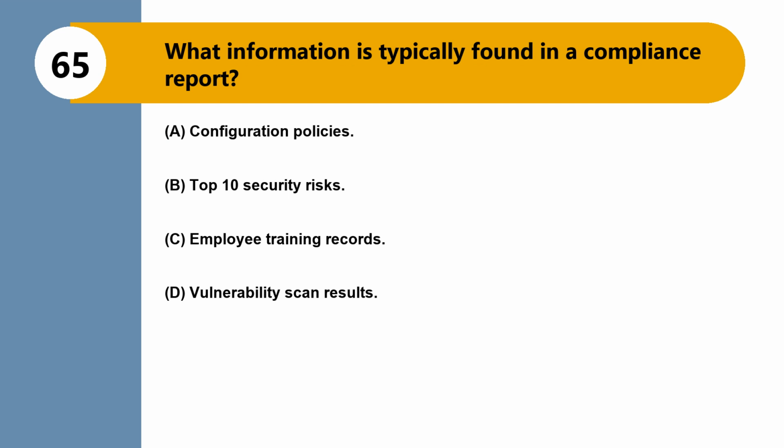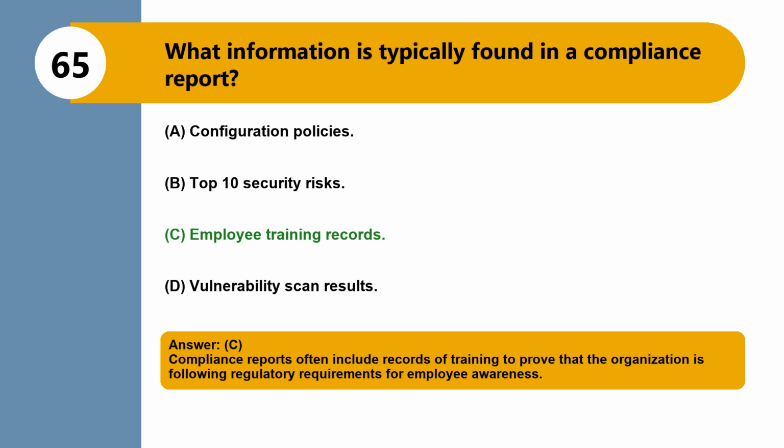Question 65. What information is typically found in a compliance report? Option A, configuration policies. Option B, top 10 security risks. Option C, employee training records. Option D, vulnerability scan results. The correct answer is option C, employee training records. Compliance reports often include records of training to prove that the organization is following regulatory requirements for employee awareness.